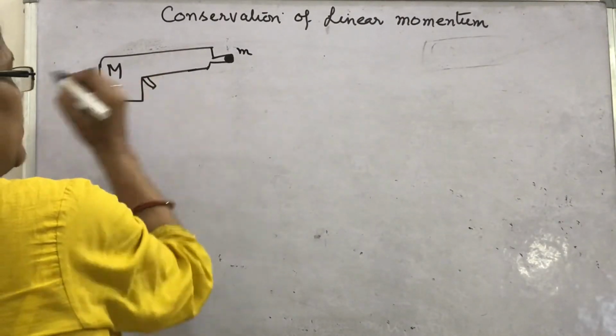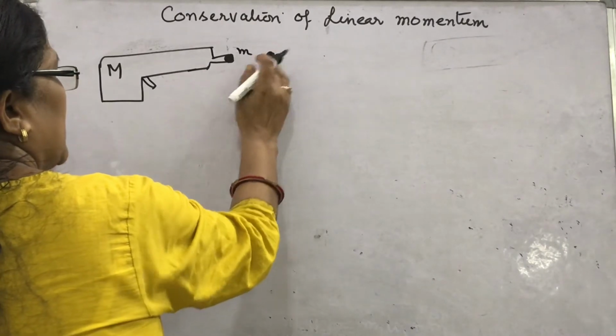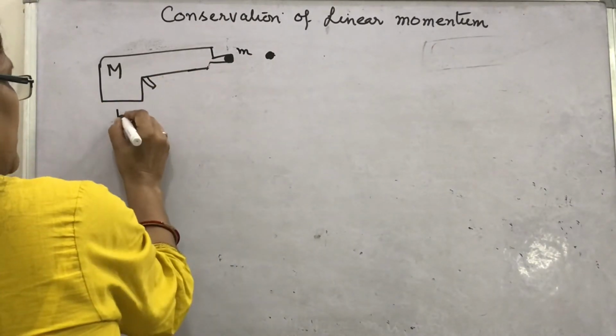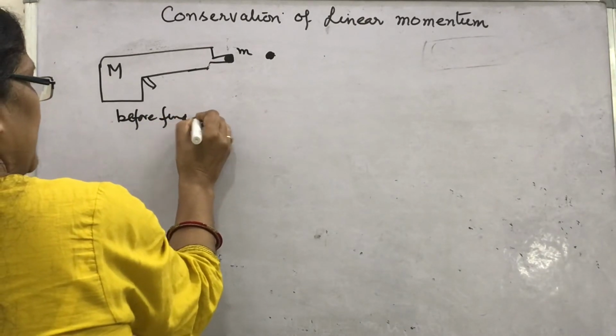Okay, what happens when the bullet is fired? Then you know, before firing, what is the net momentum before firing?